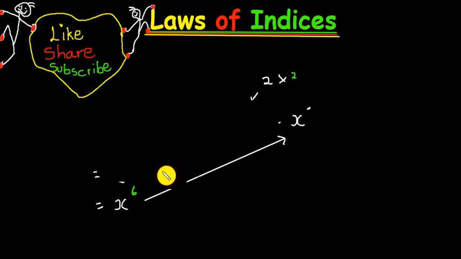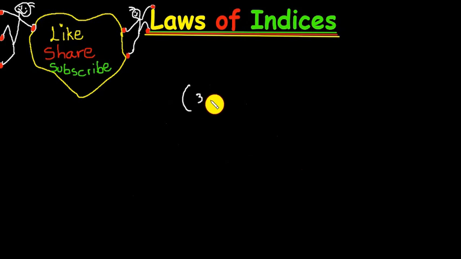Let's do one more example. Suppose we have 3m squared, all of this raised to the power 2. What do we do here? Inner power by outer power, and we must account for all the powers within the brackets. M has a power 2. What is the power of 3? The power of 3 is 1. I don't see a power there, but it's 1.